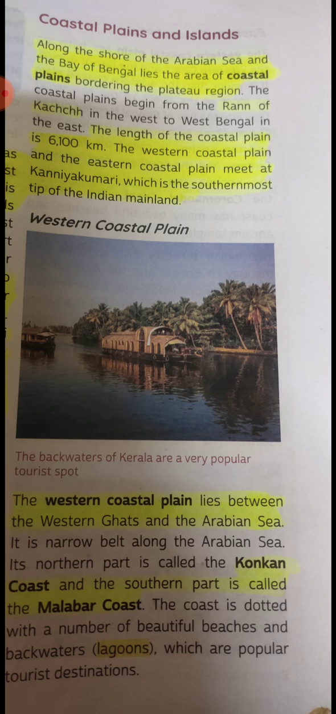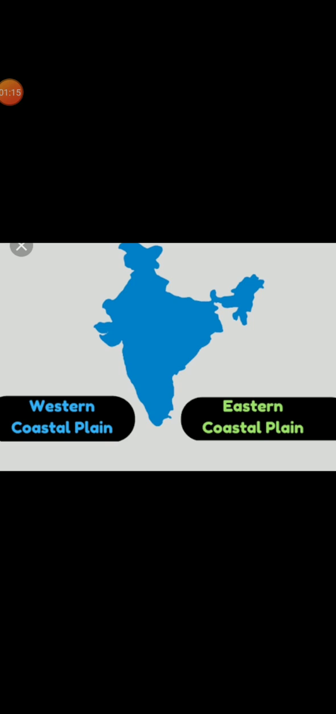Alright, now we are continuing with the topic, the western coastal plains. You can see the direction through this picture, the western coastal plains and the eastern. Where does the western coastal plain lie and where do the eastern coastal plains lie? The western coastal plains lie between the Western Ghats and the Arabian Sea. You can see where it lies, between the Western Ghats and the Arabian Sea. It is a narrow belt along the Arabian Sea.